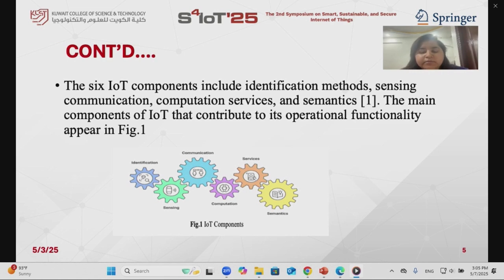As we can say, the six IoT components include the identification method, sensing, communication, computational devices, and semantics. As Figure 1 shows, these are the six components used in the IoT. The first one is identification, the second is sensing, the third is communication, and then computation services and semantics. These are the IoT components as shown in Figure 1.